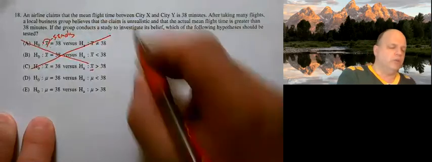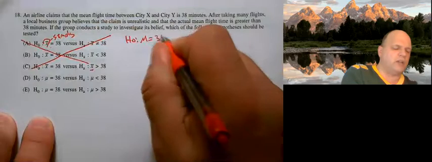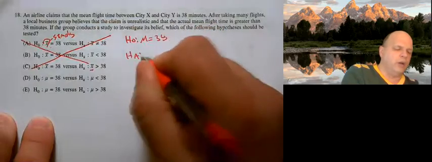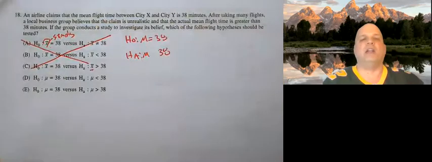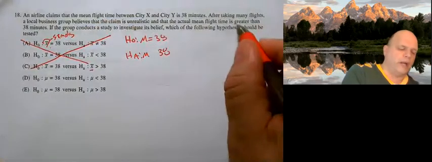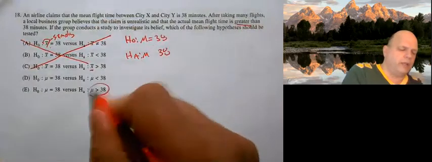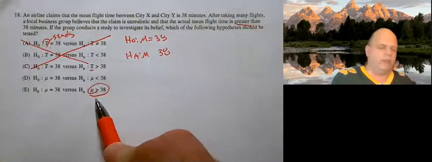Has to be. So the initial claim was that the mean was 38. The alternative, well, if the mean equals 38, then we know we're testing mean is 38. The question is which direction? And they said that it is greater. So consequently, we need the greater than symbol. So 18 is E.